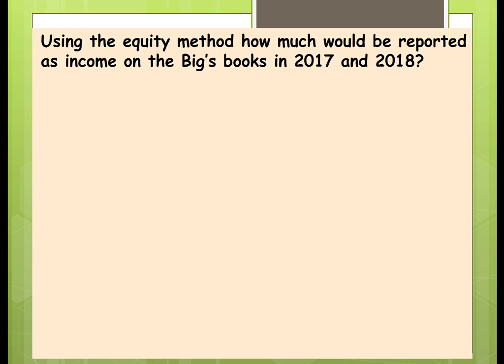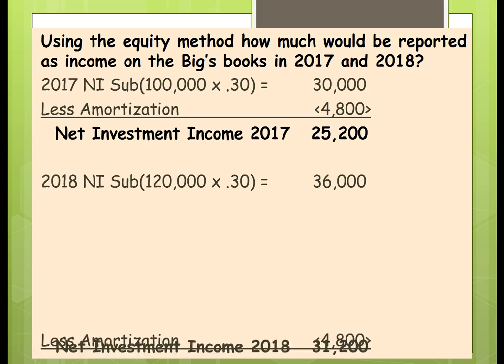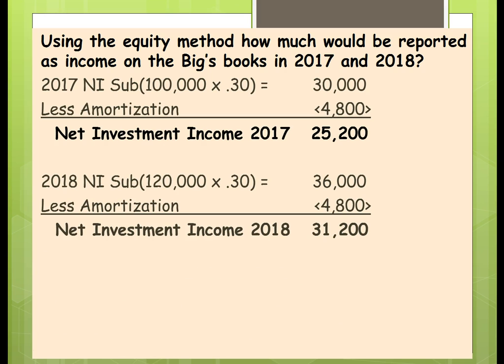Now, using the equity method, how much would be reported as income on Big's books in 2017 and 2018? Well, first, we would take 30% of the net income, less the amortization, and that would give us our net income. This would be reported as part of other investment income for 2017. And we would do the same thing for 2018. So we'd show 25.2 for 2017 and 31.2 for 2018.